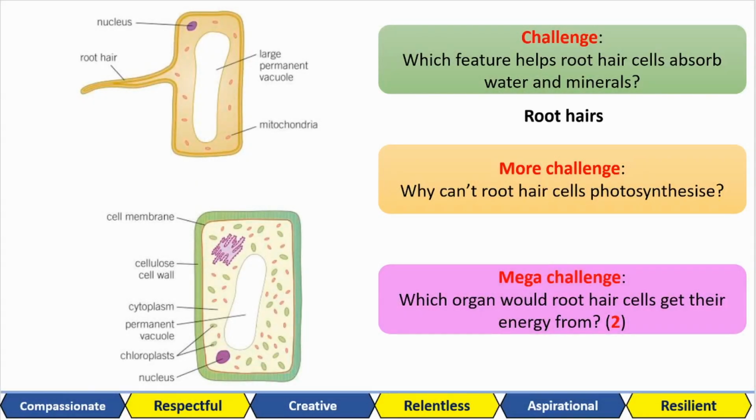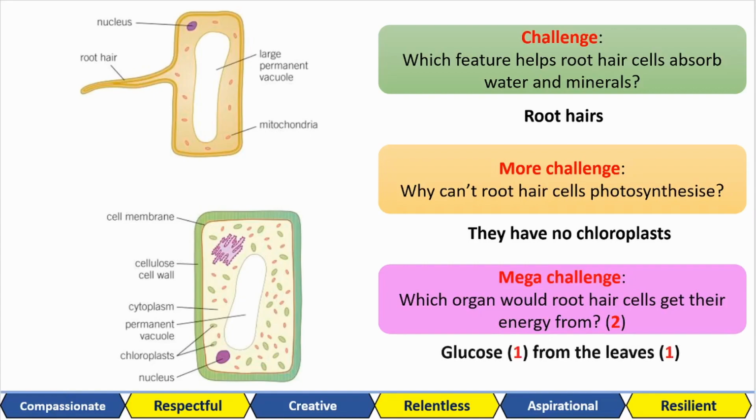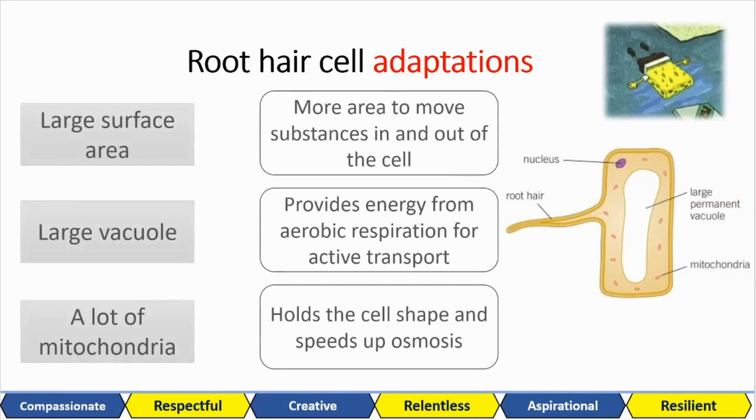The root hairs help the root hair cells absorb water and minerals because they have a large surface area. They cannot photosynthesize because they do not have any chloroplasts. And this makes sense because the roots are located where there's no sunlight. This also means that they need to get their energy from the glucose that's produced from the leaves. Now let's see if you can match up these adaptations of a root hair cell.